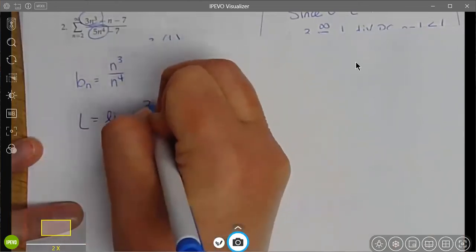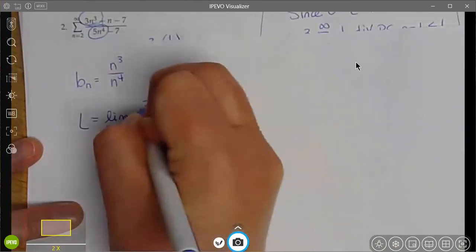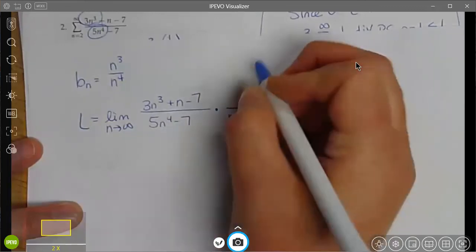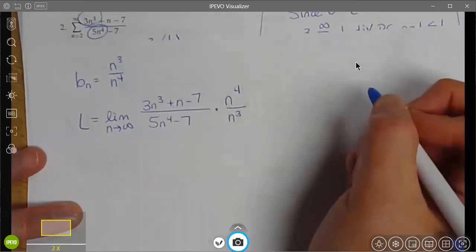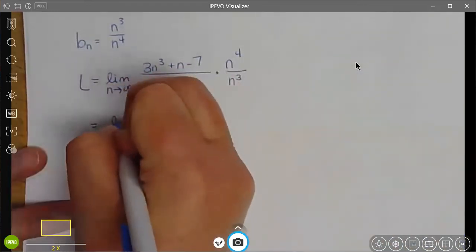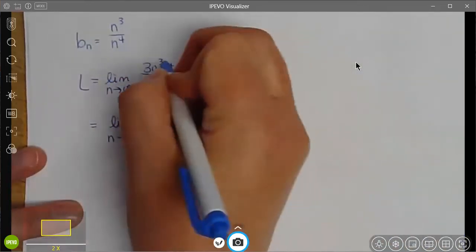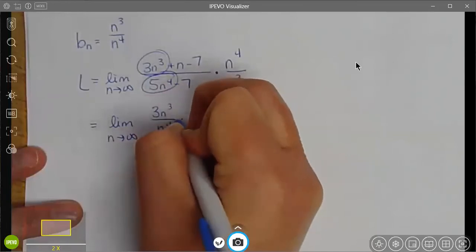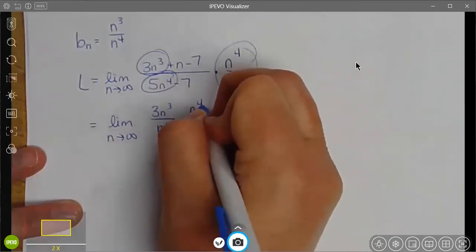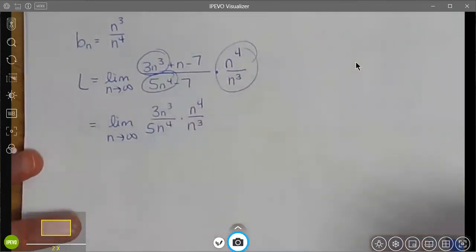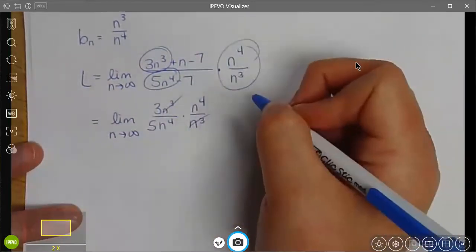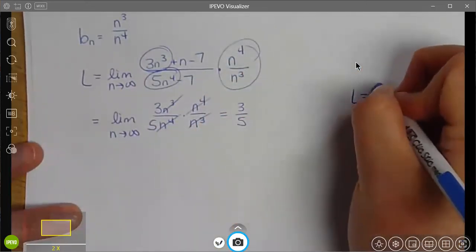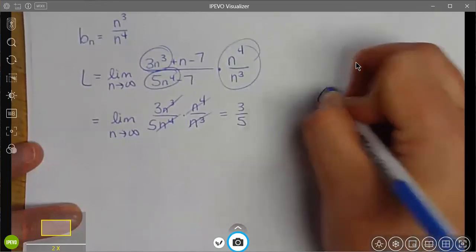infinity of 3n cubed plus n minus 7 over 5n to the fourth minus 7, and that'll be times I have an n cubed in the denominator and an n to the fourth in the numerator. Then let me simplify this. This is the limit as n goes to infinity, so I'll take my leading terms in this first piece, 3n cubed over n to the fourth times my second piece here, n to the fourth over n cubed. Oops, I forgot my 5 there. All right, so my n cubes will cancel, my n to the fourth will cancel, and that leaves me with 3/5. So my L is equal to 3/5 here, which is still between 0 and infinity.